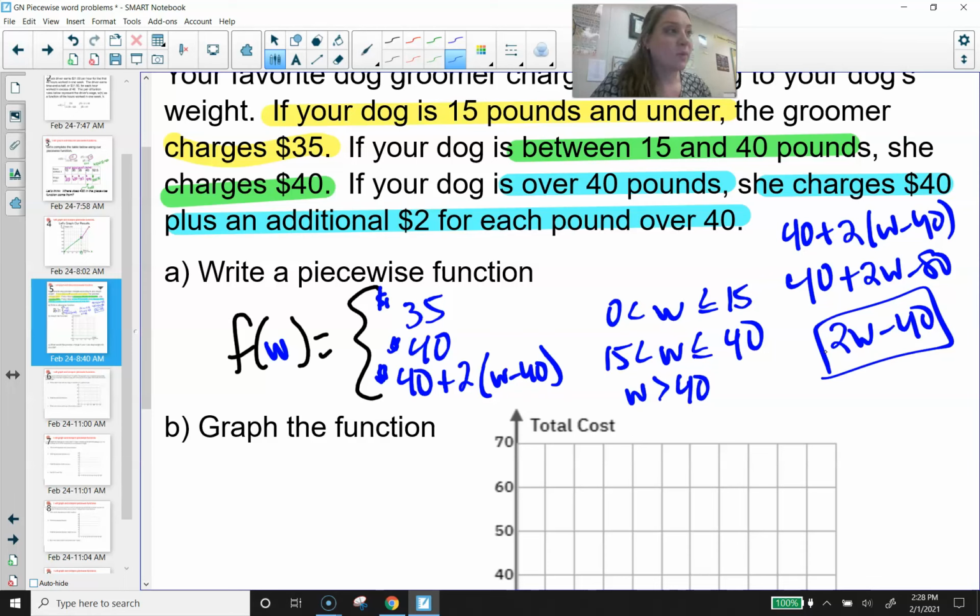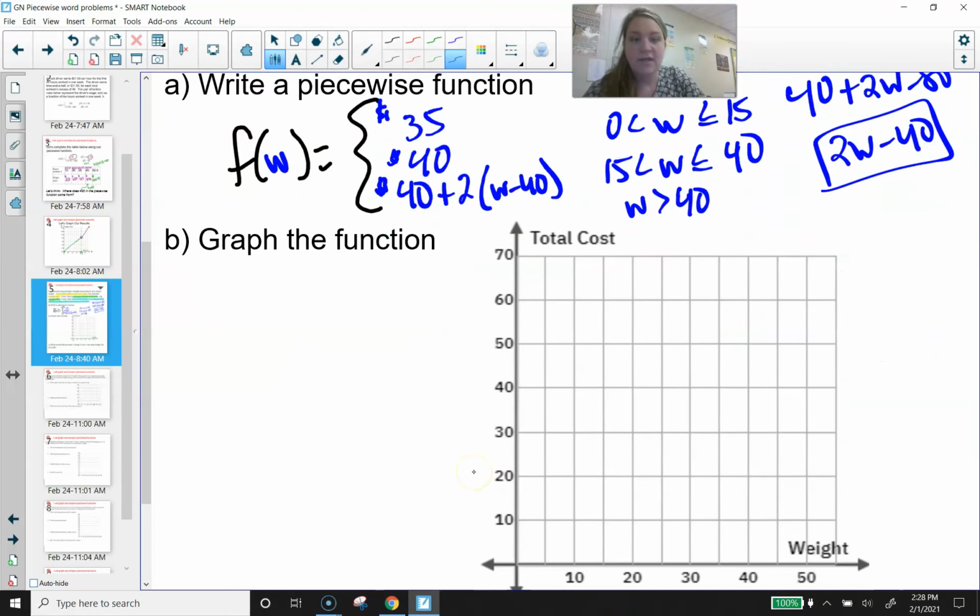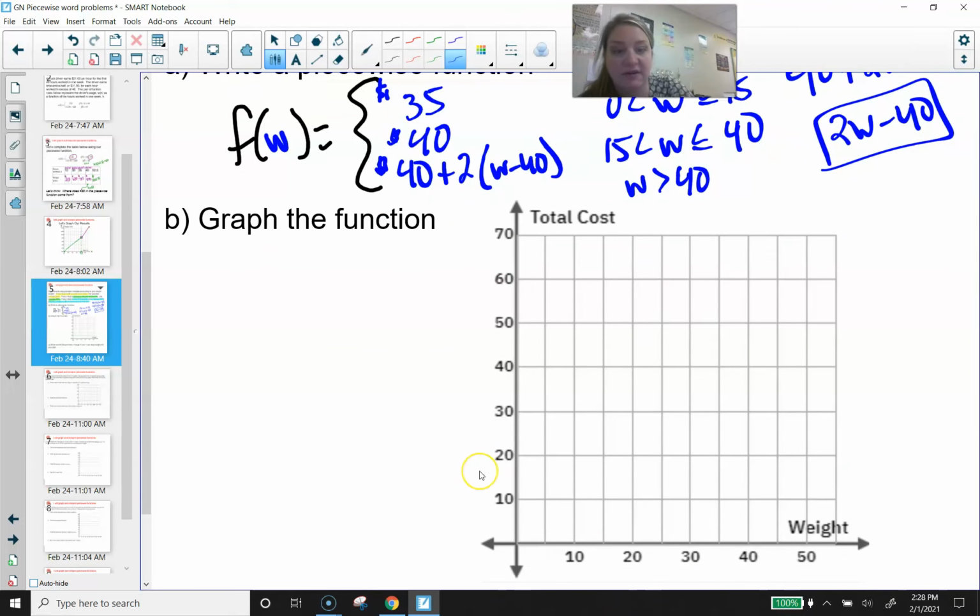All right, we are now going to graph this function. So my first line is in between 0 and 15, right? 15, it's right here. So between 0 and 15 pounds, it's a flat rate of $35. The $35 is right here in the middle. Okay. Next, between 15 and 40 pounds, now it is $40. So we're going to hop up to $40. Go over here. What was it? 40 pounds? 40-pound dog right here.